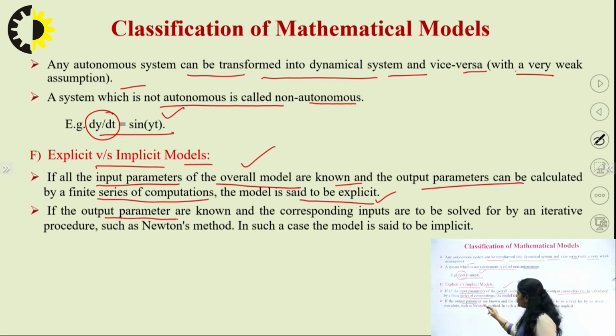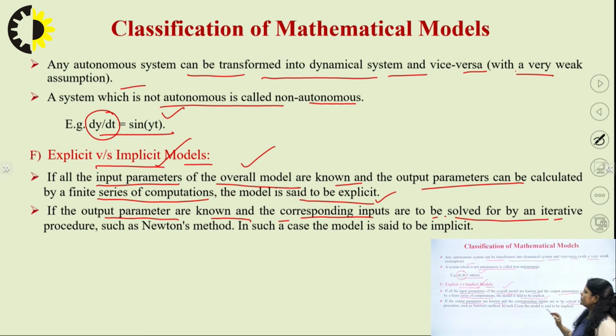And if the output parameters are known and we are calculating the input parameters, then it will be implicit in nature, and we can solve these types of models with the help of iterative procedures, like the Newton method. So in such a case the model is said to be implicit.